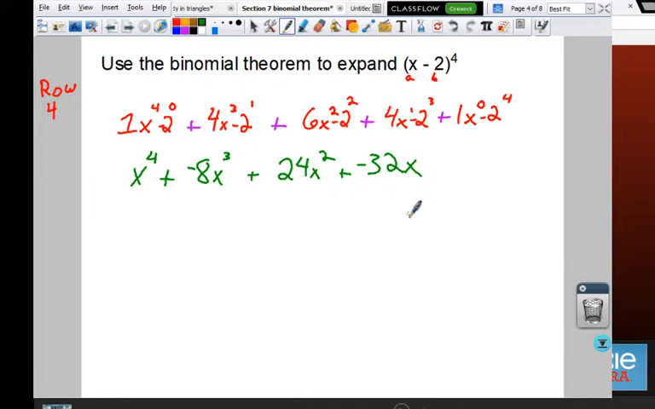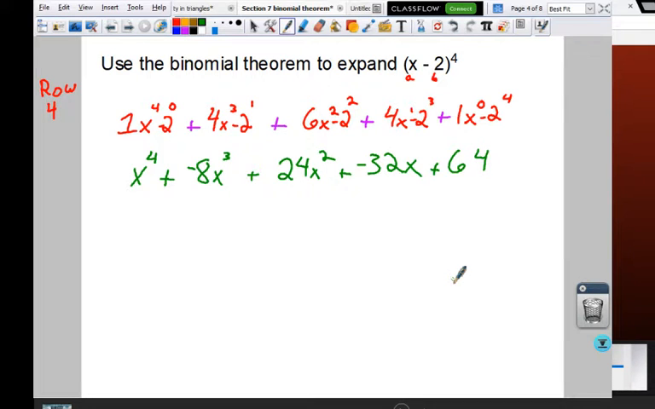And then let's keep going. I'm going to have plus 1 times, what's x to the 0? 1. What's 1 times 1? 1. Okay. I have 1 times negative 2 to the 4. What's negative 2 to the 4? 16. So I'm going to go plus 16.